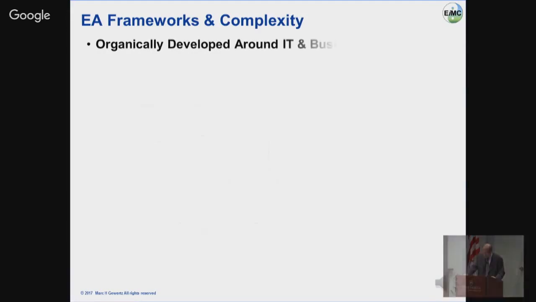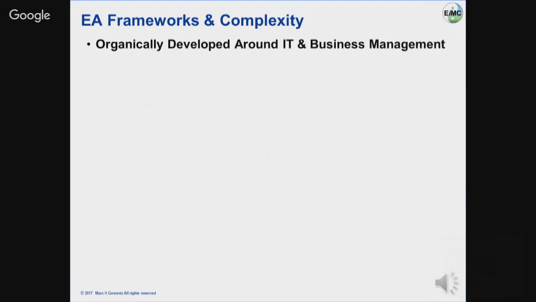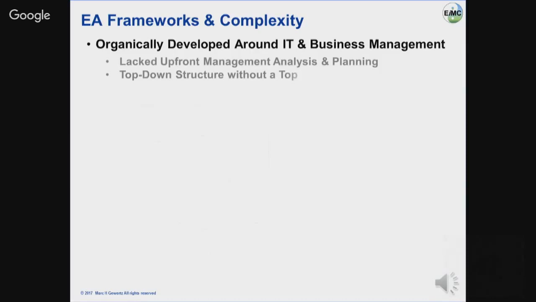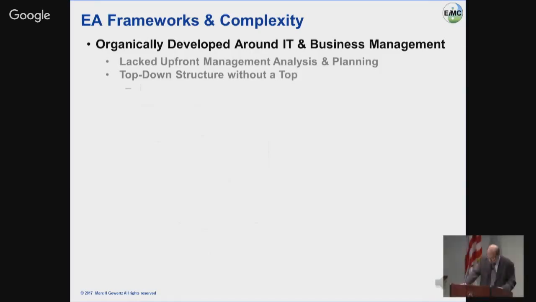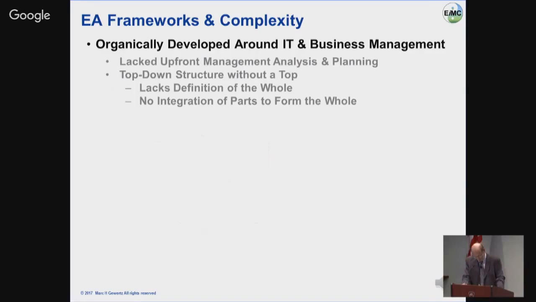EA frameworks were organically developed around business needs for IT. Except for Zachman, all frameworks begin in practitioner-specific implementations, top-down approaches without first addressing the architecture of the enterprise. Traditionally, an enterprise architecture is considered to be a business and an IT architecture. There is no framework defining the enterprise as a whole, nor integration of the parts which form this undefined whole.